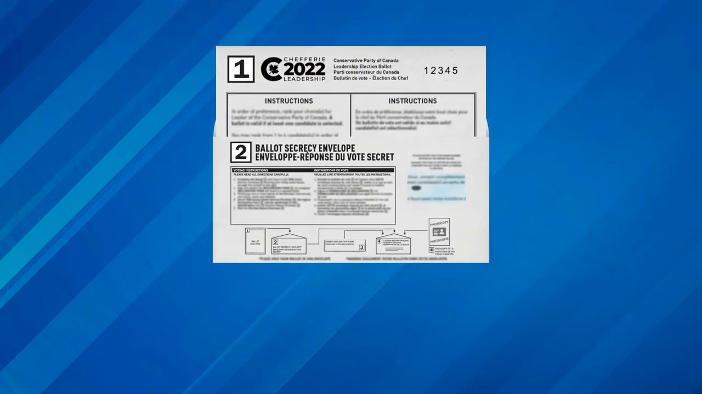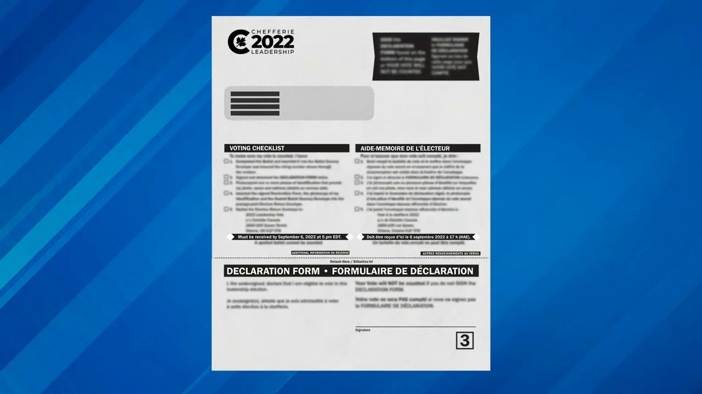You'll notice your secrecy envelope has a clear window for your writing number. Please ensure the writing number on your ballot lines up with the window on your secrecy envelope. The second document you'll need is your declaration form. Sign above the line at the bottom of the page and then tear the section off.